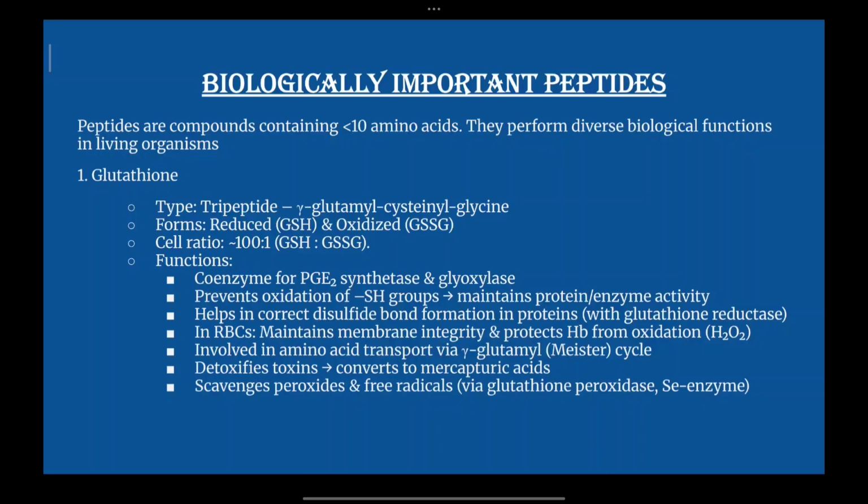The function of glutathione is that it acts as a coenzyme for PGE2 synthesis and glyoxalase, and it prevents oxidation of sulfhydryl groups and maintains protein and enzyme activity. So it prevents the oxidation of the SH group, that is, it does not allow the SH group to move out of the protein and destroy its structure. So it maintains the structure of the protein, thereby allowing enzyme activity to function normally.